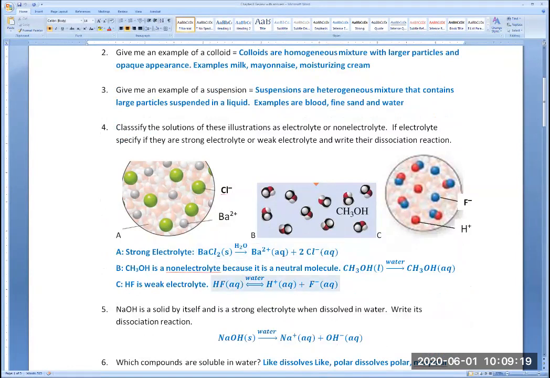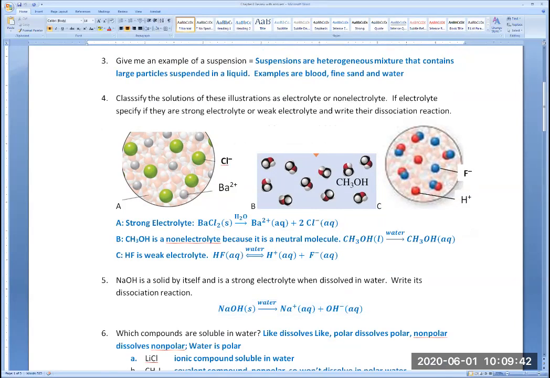And so here, the type of the arrow used is very important. And then the second thing is, are you making ions when the substance dissolves in water or not? If you're making ions, then it's an electrolyte. But if the arrow is a double arrow that shows a reversible reaction, then it's a weak electrolyte. You need a single arrow going to the right to show that it's a strong electrolyte.